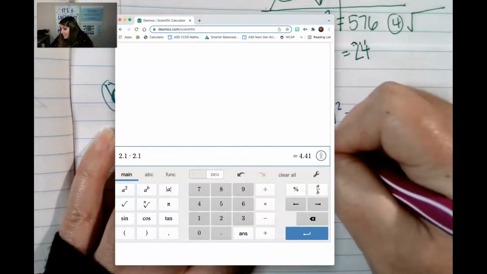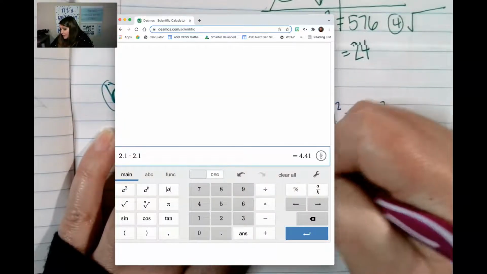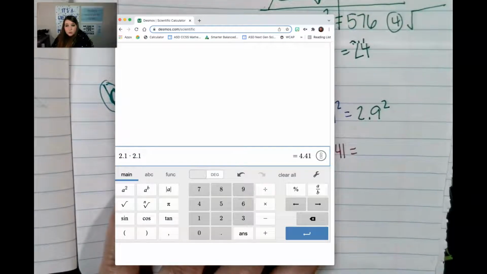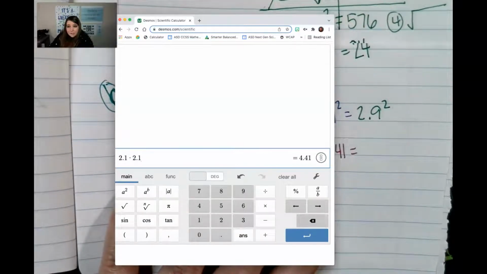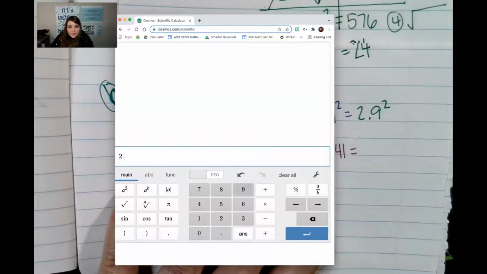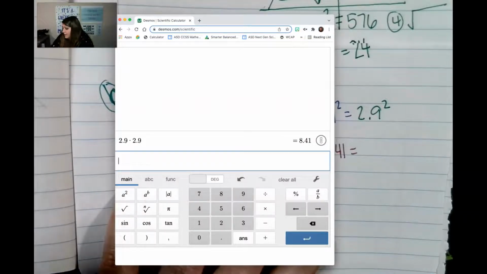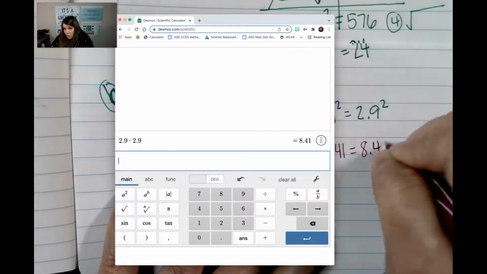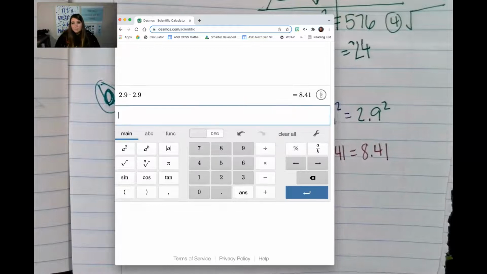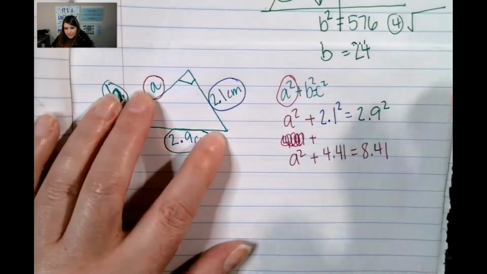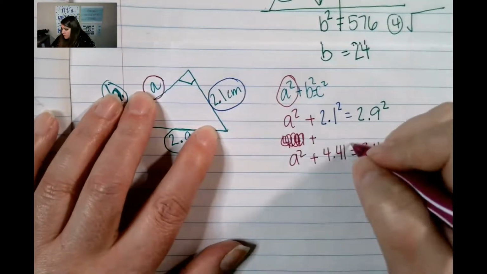This is a squared still. Now we have 4.41 and we're looking for 2.9 squared. So let's look at this as 2.9 times 2.9, and this is going to equal 8.41. Okay. So let me move this out of the way so you can see what I started to do and made my mistake there. Again, another mistake. This problem is just not my jam.